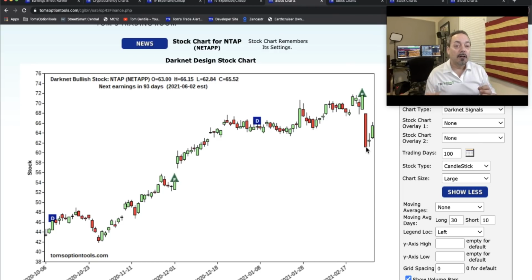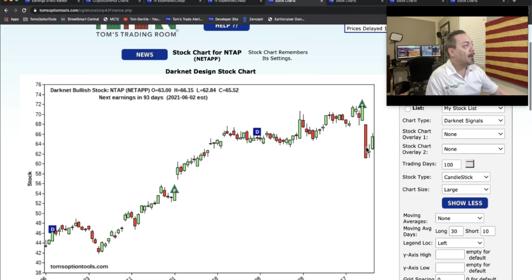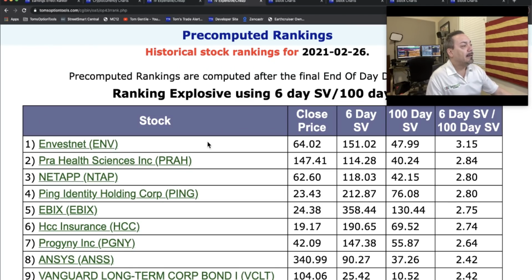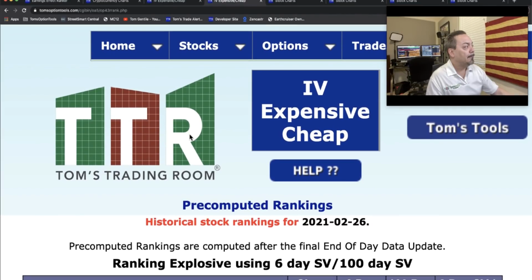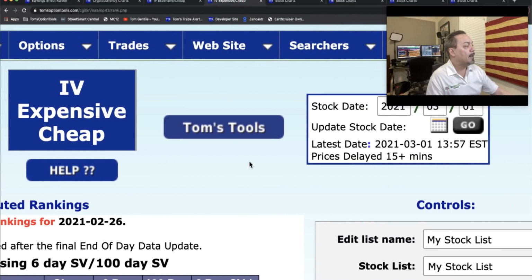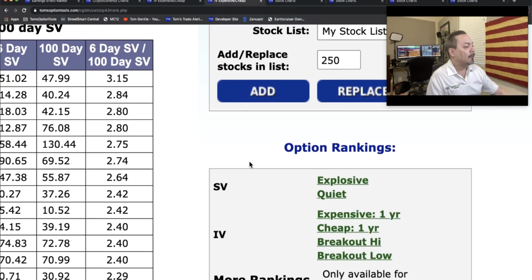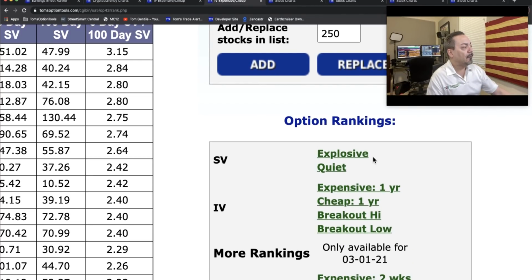Okay, now let's talk about what cheap and expensive are. Cheap and expensive are based not on statistical volatility, but on implied volatility. So as we're looking at statistical, which is explosive and quiet, these are based on the stocks. These 4 lists down here are based on implied volatility. I want to show you 2 of them right now. The expensive or 1-year list.